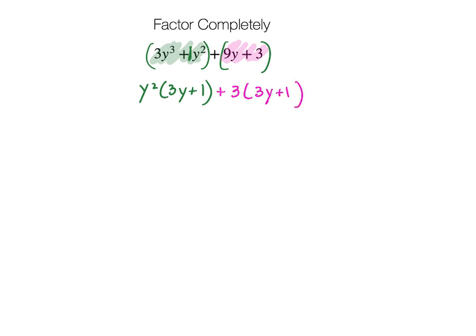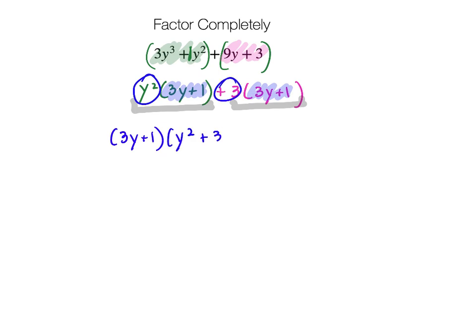My common factor now, here's my first term, here's my second one. They have a common factor, that's the 3y plus 1. So I'm going to pull that out as one quantity, 3y plus 1, leaving the first term with just a y squared, and the second term with just a 3. I'm going to check to see if I could factor any of these further. I can't here, that's y to the first power. There's a y squared, but it's not a difference of squares because it's a plus sign, and 3 is not a perfect square. So in this case, I'd be finished right there.